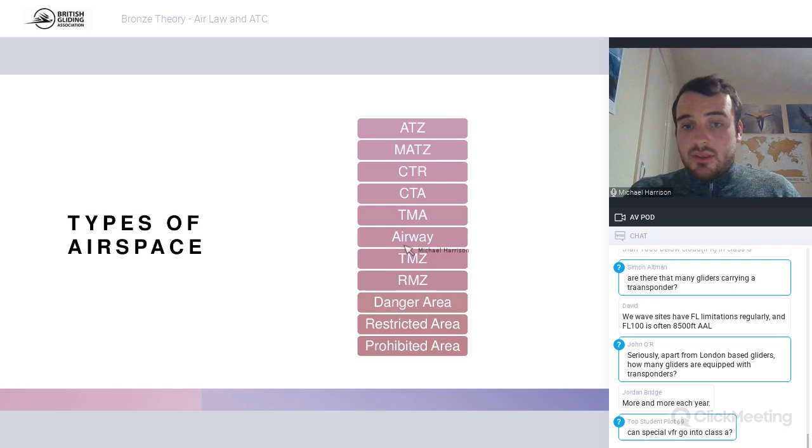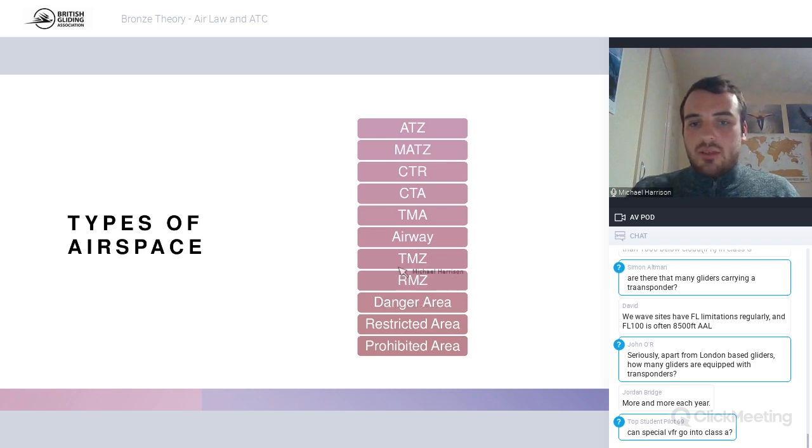Transponder mandatory zones, TMZs: you need to have a transponder and you need to have it turned on and squawking to enter one of those. Some TMZs require that to be a Mode S transponder. Not all do, but I suspect that it won't be long until they all do require Mode S. You can ask for a clearance if you don't have a transponder. So if you're transponding, no need to talk to anyone. If you're not transponding, you'll need a clearance.